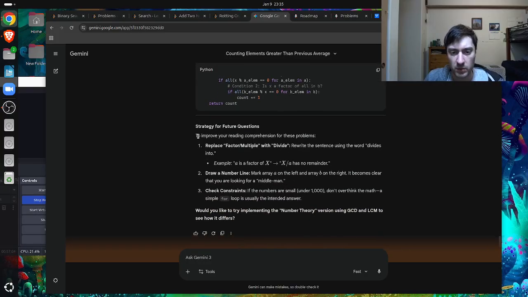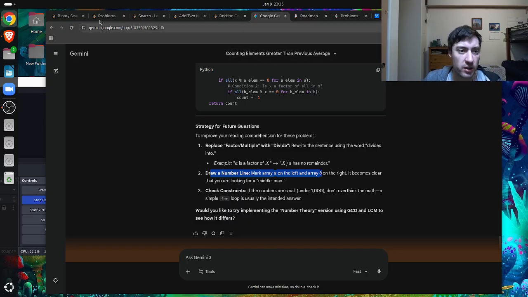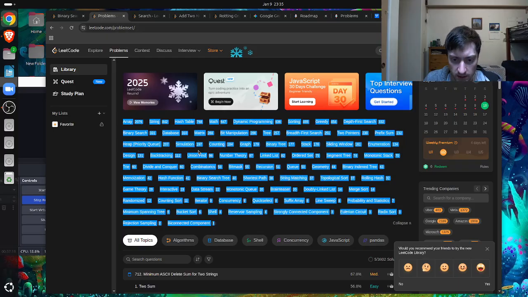Strategy to improve the reading comprehension. Okay. Divide, rewrite the sentences, draw a number line. Okay. Number theory, which actually, that was what we saw, right? I said number theory.